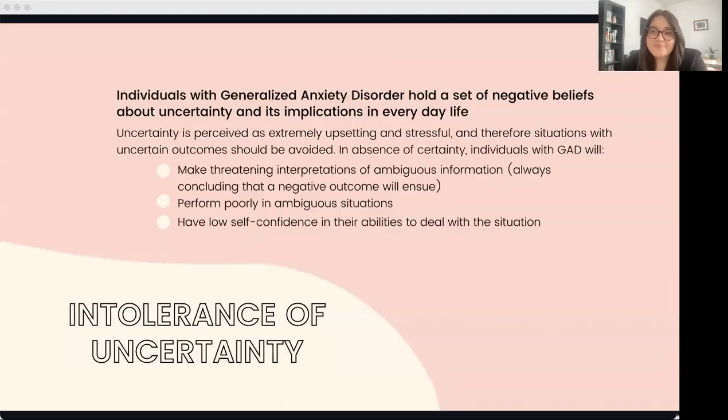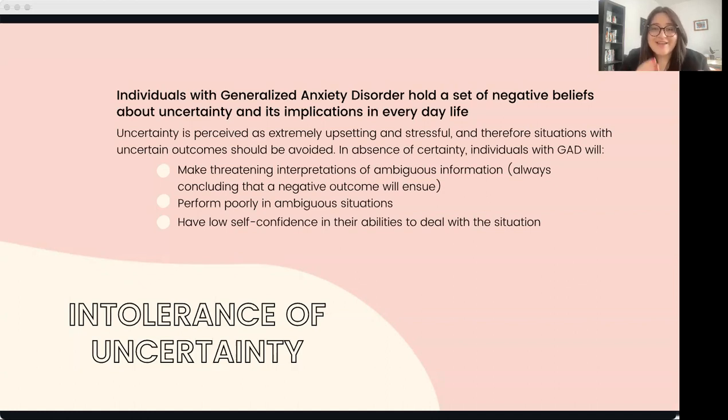As we've discussed previously, worrying can be triggered by situations and events that are unpredictable, novel, or ambiguous. All of these situations and events have one thing in common, and that's that their outcomes are uncertain and can't be predicted with 100% certainty. Individuals with generalized anxiety tend to hold a set of negative beliefs about that uncertainty and its implications in their everyday lives. They find uncertainty very distressing, very stressful, and very upsetting.